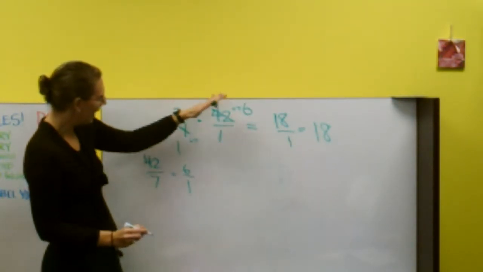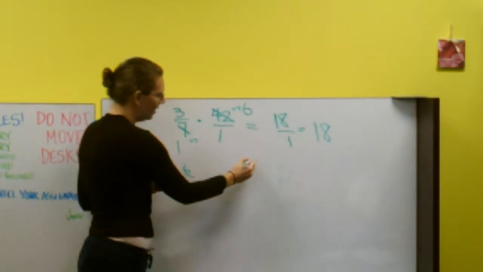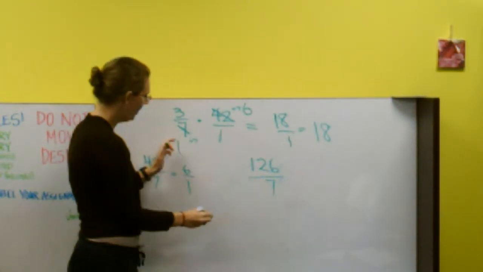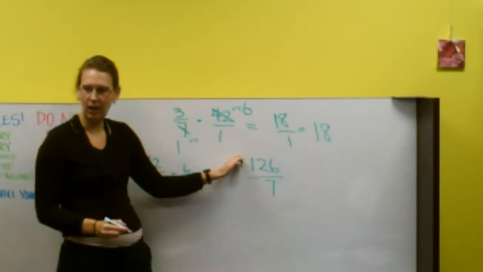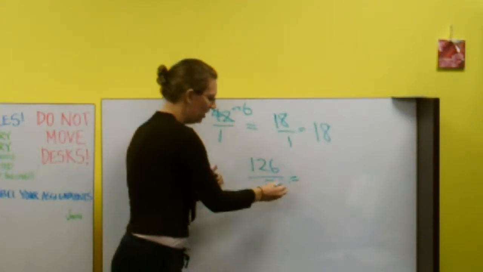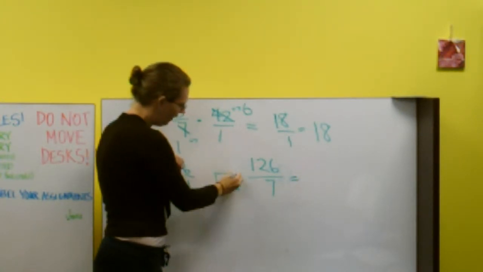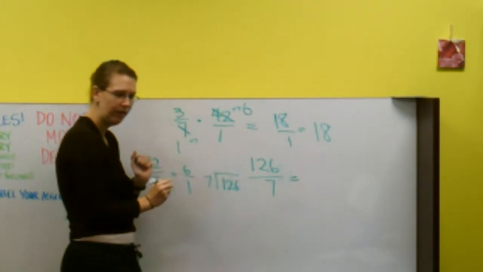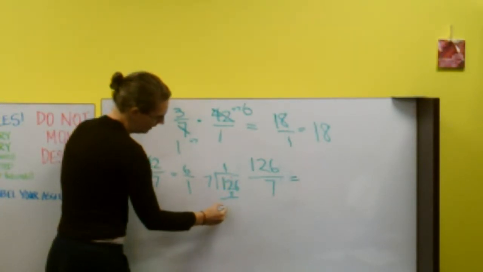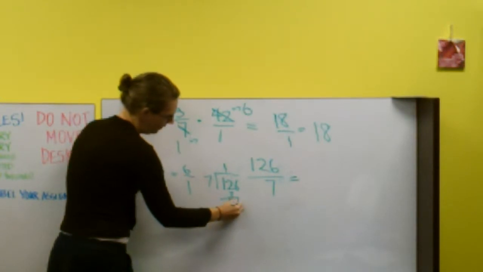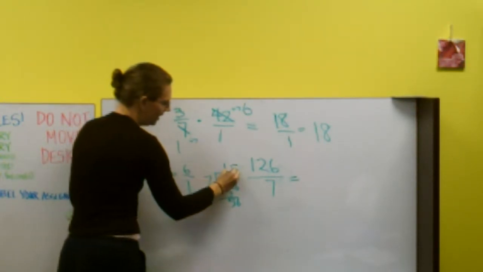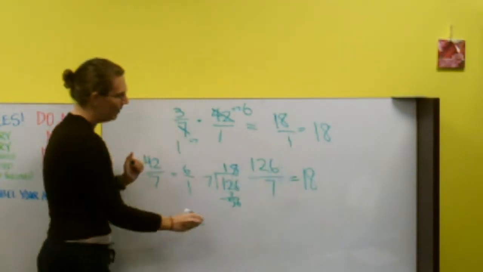If we had done the math ahead of time and multiplied 3 by 42, we get 126 over 7. And we don't know right now if that is going to be reduced or not, so we have to reduce it if it's not in lowest terms. Take 126 and divide it by 7. 7's in 12: 1, 7, how many left? 5. We drop the 6. 7's in 56: 8. So, as you can see, we get the same answer.